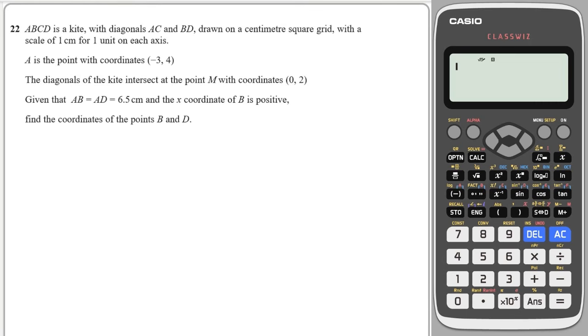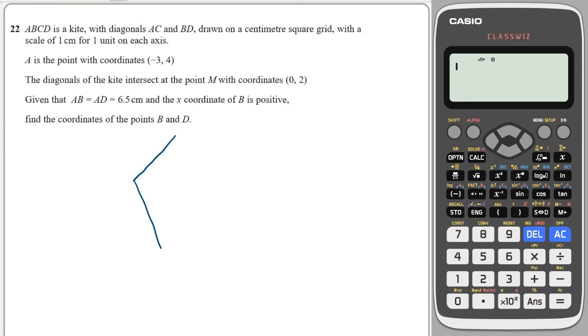Question 22 is probably the hardest question on the paper. It says that we have a kite and we have the diagonals AC and BD, and it's drawn on a centimetre square grid. We've got the point A. We're told that the diagonals of the kite intersect at M with that coordinate, and we're told a couple of the lengths, and it says work out the coordinates of B and D. So if it's tricky, draw picky.